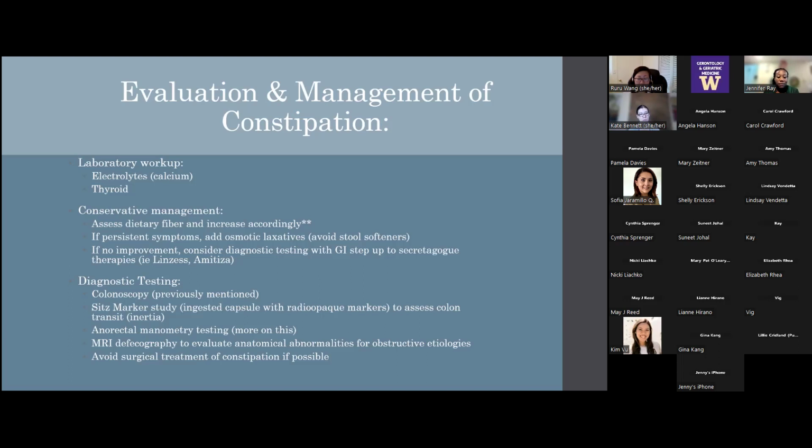I would recommend avoiding surgical treatment of constipation if possible. I do have younger patients around 40 to 50 years old who are fed up with their constipation, failing all medications, and just want to bypass their colon. You can do that in the elderly, but obviously you're not a surgical candidate, and it is definitely a more tricky procedure to do.